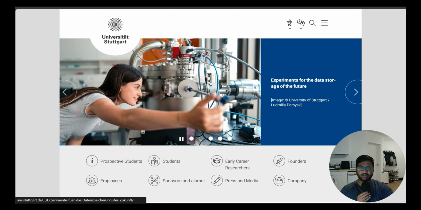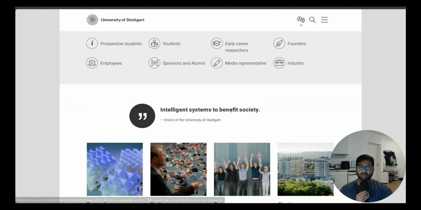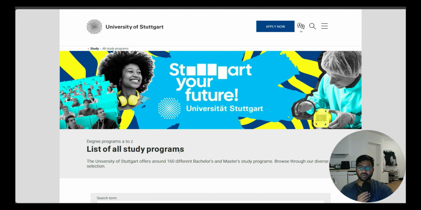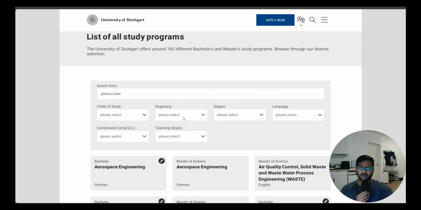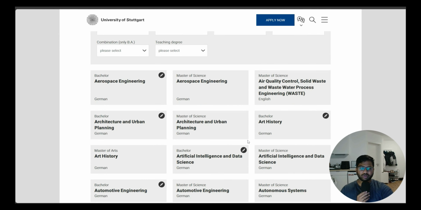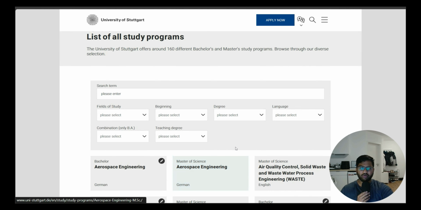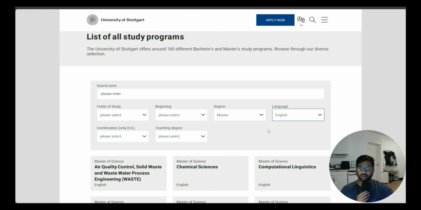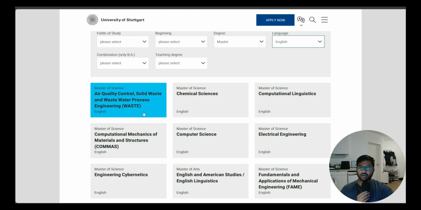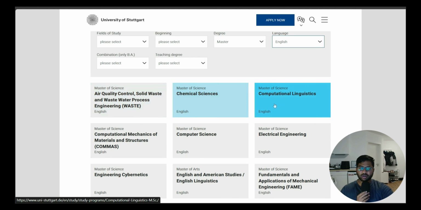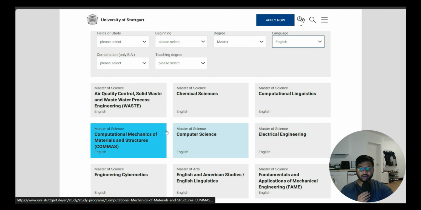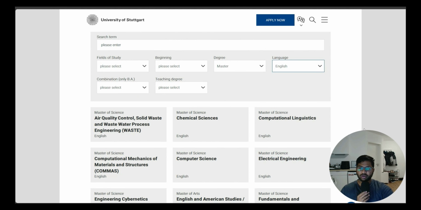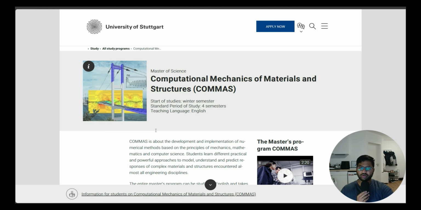So here, this is the university website. You can just scroll through, and here you can see the study programs. These are the study programs available in the entire University of Stuttgart, what courses they usually have, but we are interested in master degree programs and only English language courses. So here you can see we have waste, chemical science, computational linguistics, electrical engineering, computer science, etc. There are so many English language courses present, but we are interested in COMMAS. You can click on COMMAS.